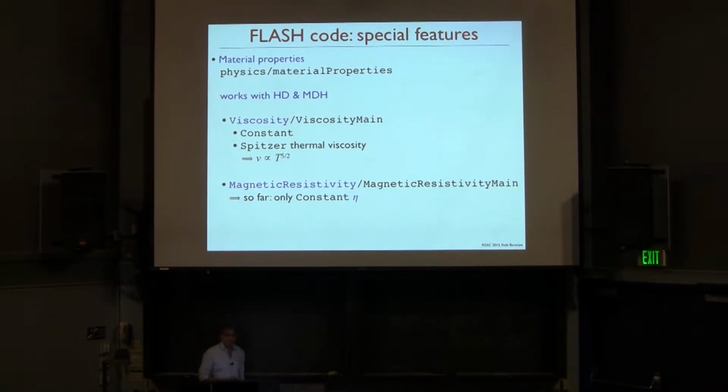And very similar for the magnetic resistivity. If you really want to probe your dependence on, for instance, ohmic diffusion, there is also already at least an interface to it. So far, it handles only constant magnetic resistivity. So you diffuse out your magnetic flux here if you switch on this module.